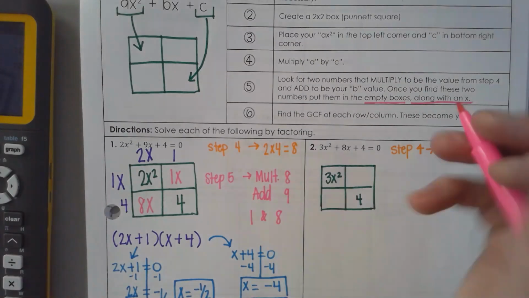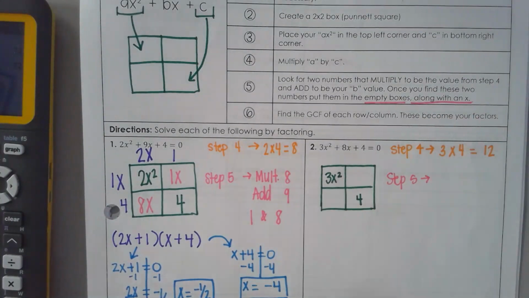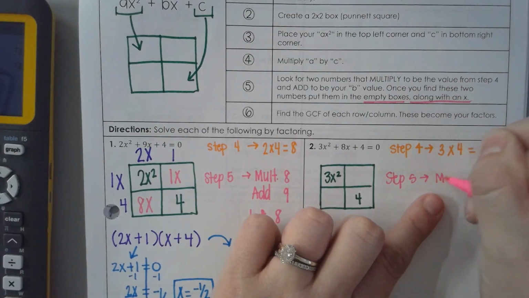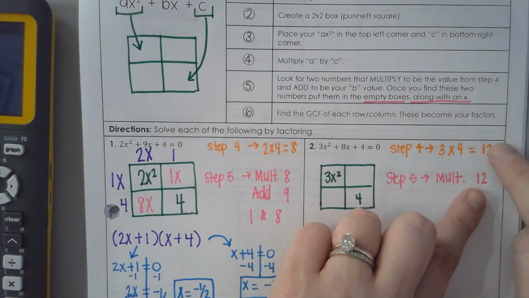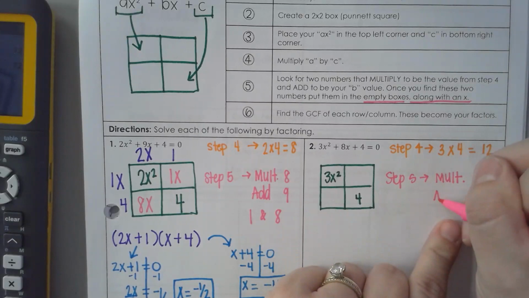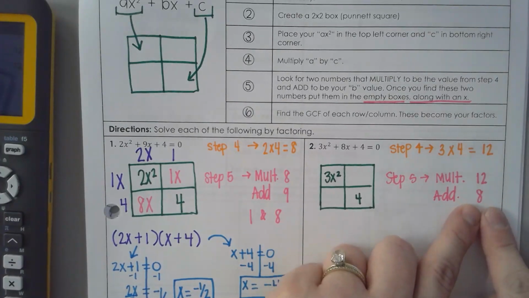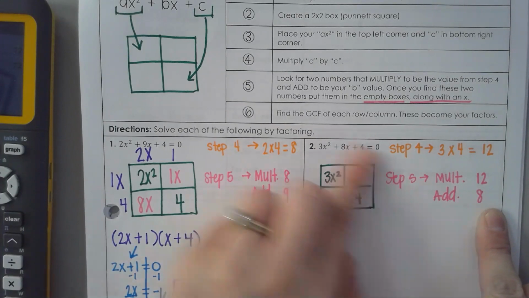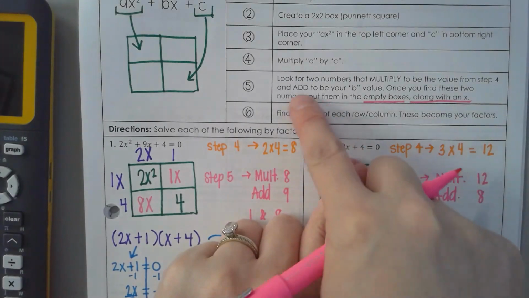Now, step 5 tells us we're actually going to find two numbers that when I multiply them, I get 12. Where did my 12 come from? Step 4. And those numbers add to be 8. Where did the 8 come from? Your B, the number in the middle. Add to be your B value.